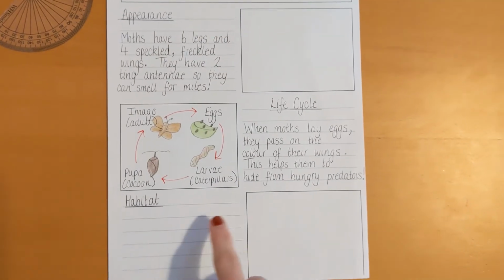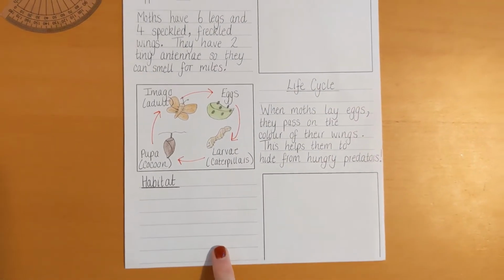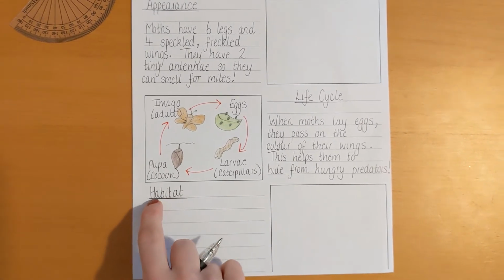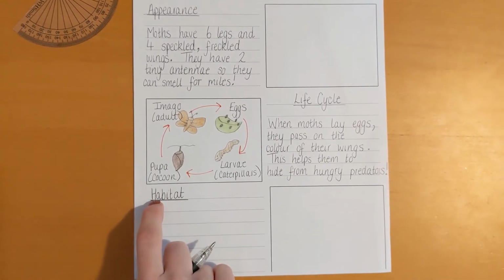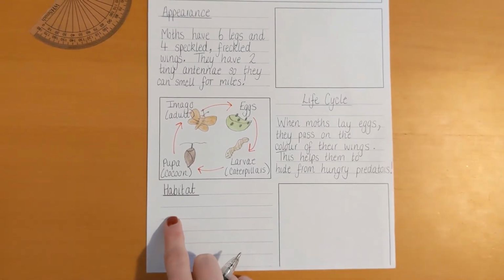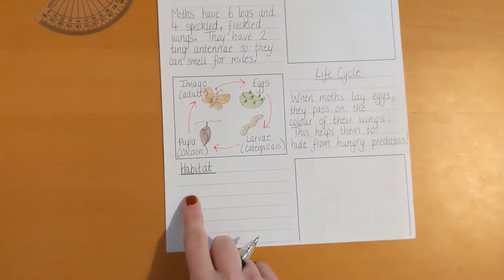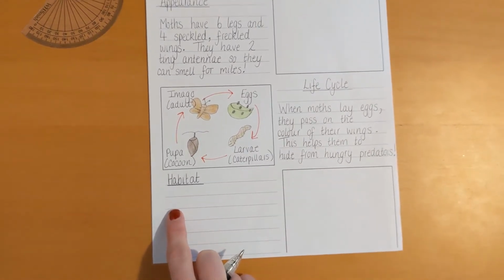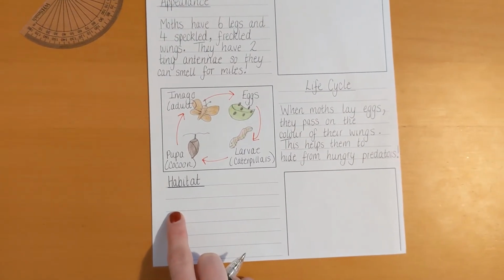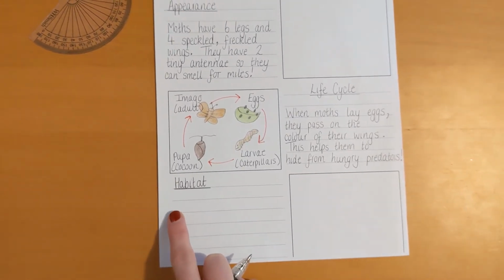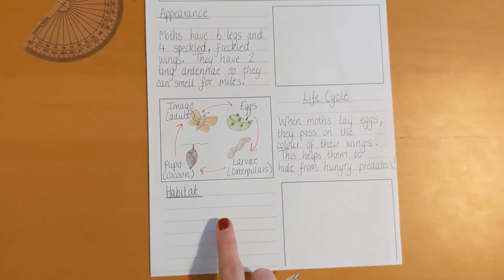So I have one line section left, that's where I'm going to write about habitat. I've written my subheading habitat, remembering to use a capital letter as it is a title. The first thing I want to say is the country that moths live in. I think that's the first thing people would want to know. Can you remember the country that moths live in? The United Kingdom. So I'm going to write that moths are found in the United Kingdom.